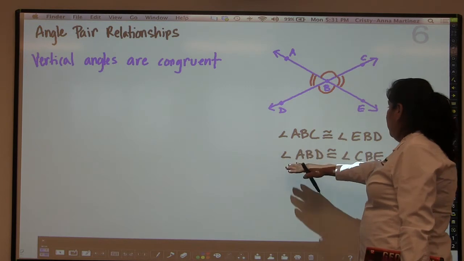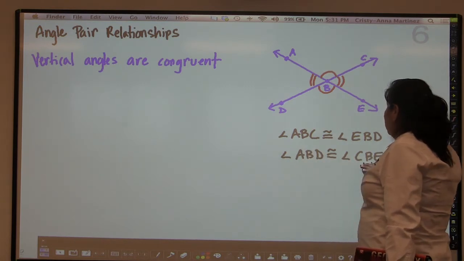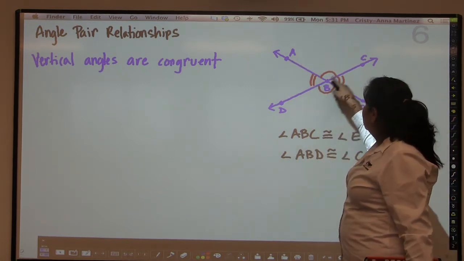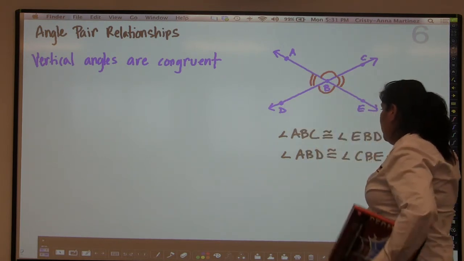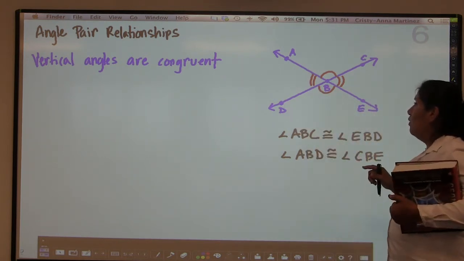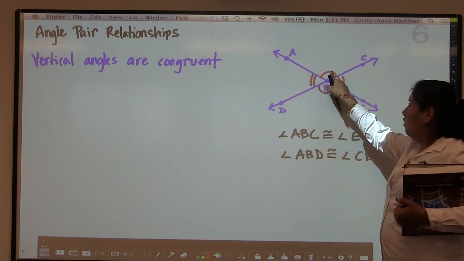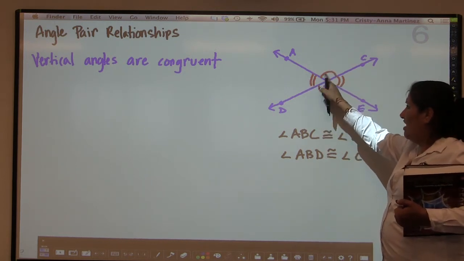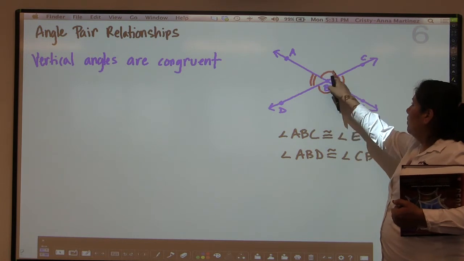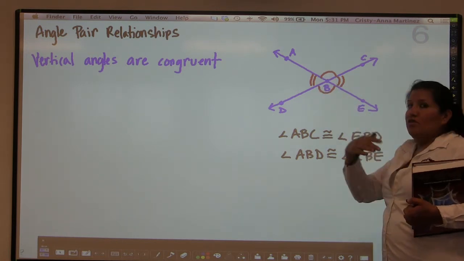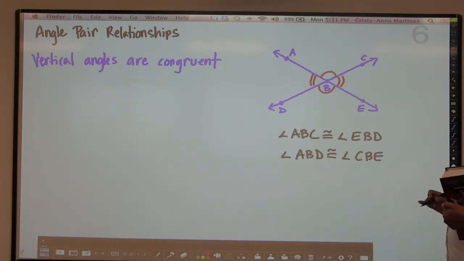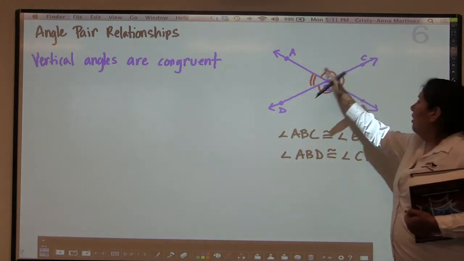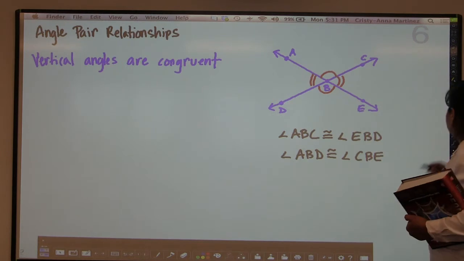So that's what that says here, ABD and CBE. But also ABC and DBE, or EBD if you want to call it that way, are also congruent. But now this angle and this angle are not congruent to each other because they don't have matching arcs. So this one has 1 arc, 1 arc, 2 arcs, 2 arcs, 3 arcs, and 3 arcs, and so on the story will go. Vertical angles are always congruent, but not necessarily all of them, just the vertical angles.